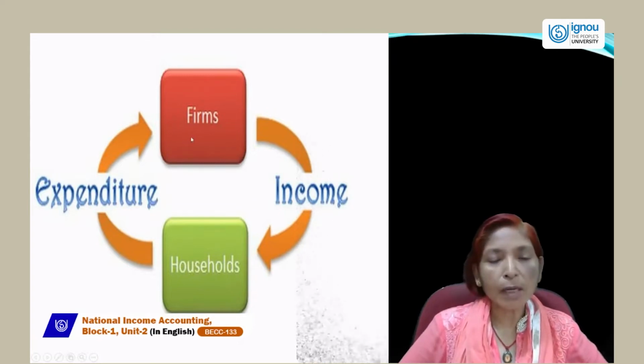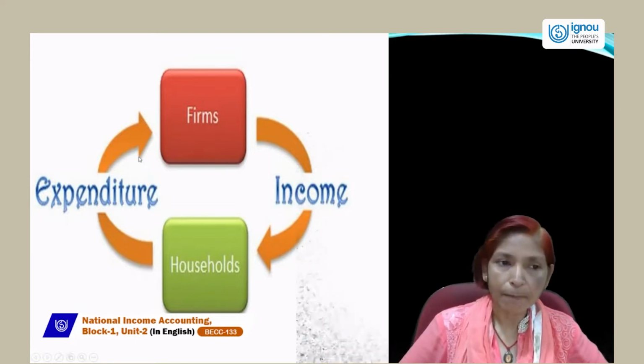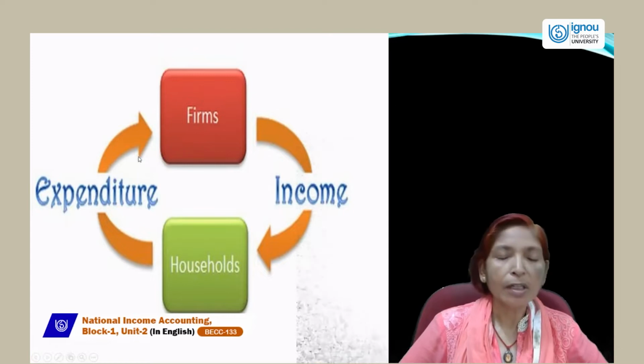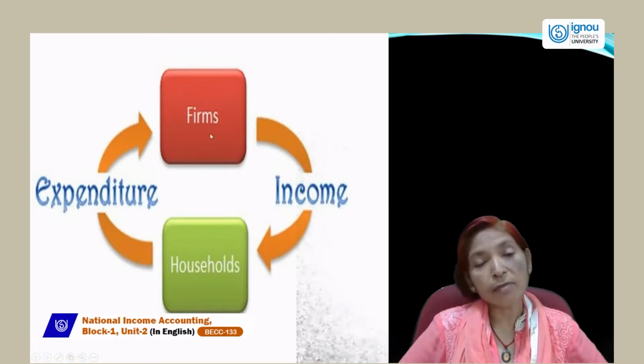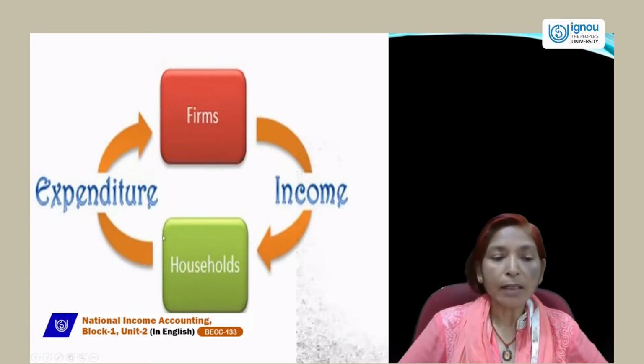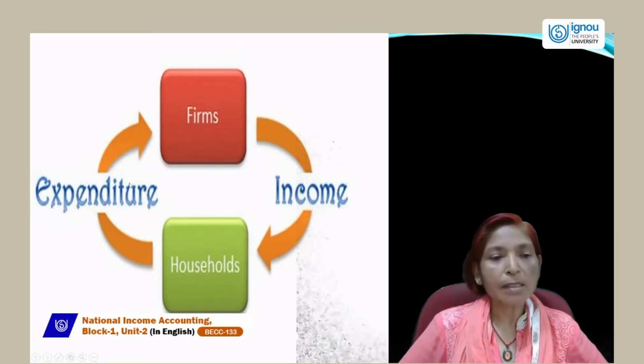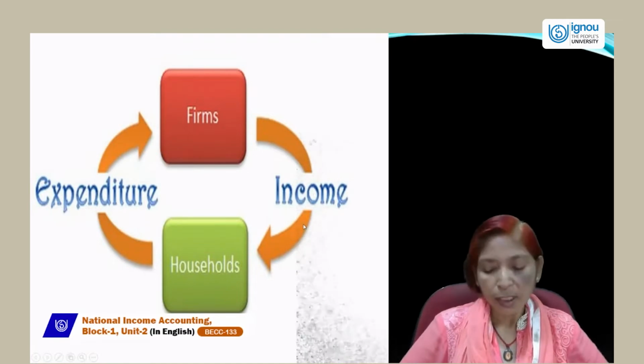First of all, goods are produced, then income is generated, then money is spent on goods and services for the satisfaction of consumer wants. So again, this process continues. Again, income is generated, and then expenditures are made. So this process is known as circular flow of income.